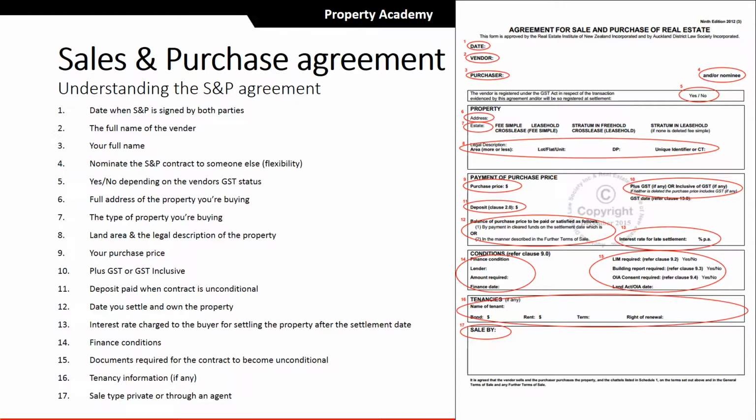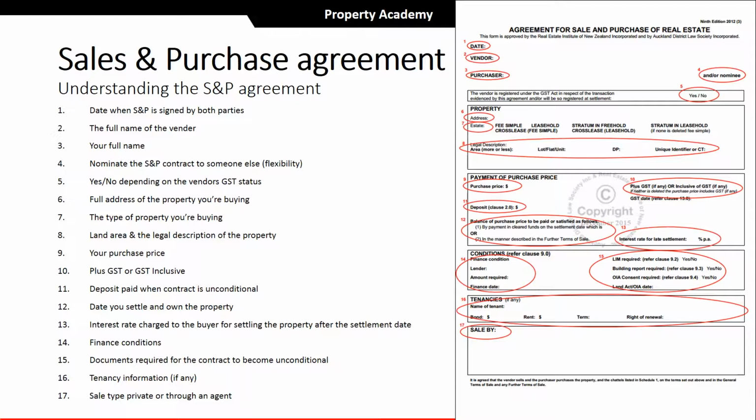Number 10 is the GST section, whether you're buying it plus GST or GST inclusive. And in most cases, when you're buying a property from homeowners, they often won't be GST registered. And the default option we circle is the inclusive of GST amount, if any. However, in some cases, you may be purchasing from another investor, which I've also done in the past, and they actually may be GST registered, of which you would then circle the plus GST, if any. Therefore, you would actually reduce your purchase price by the current GST rate, which is currently sitting at 15%.